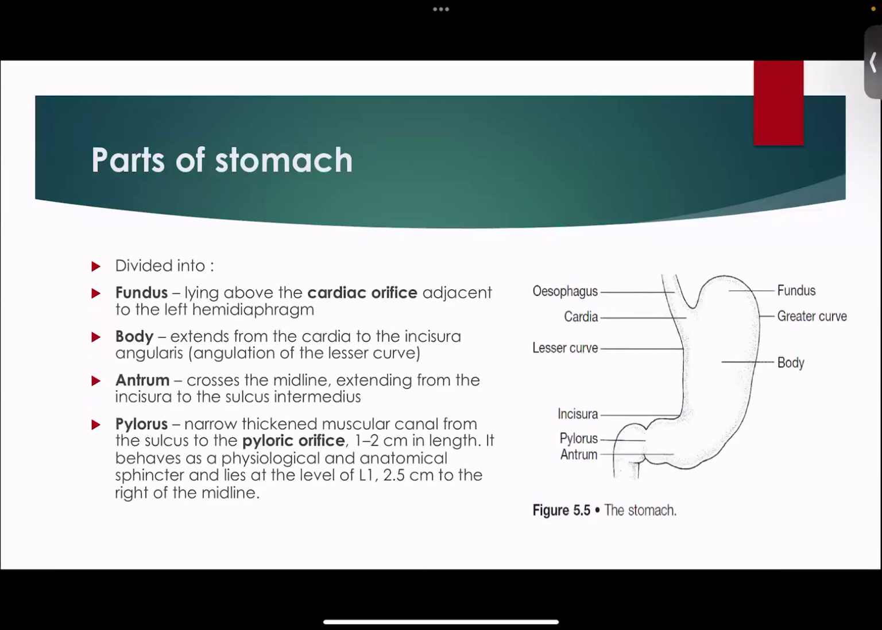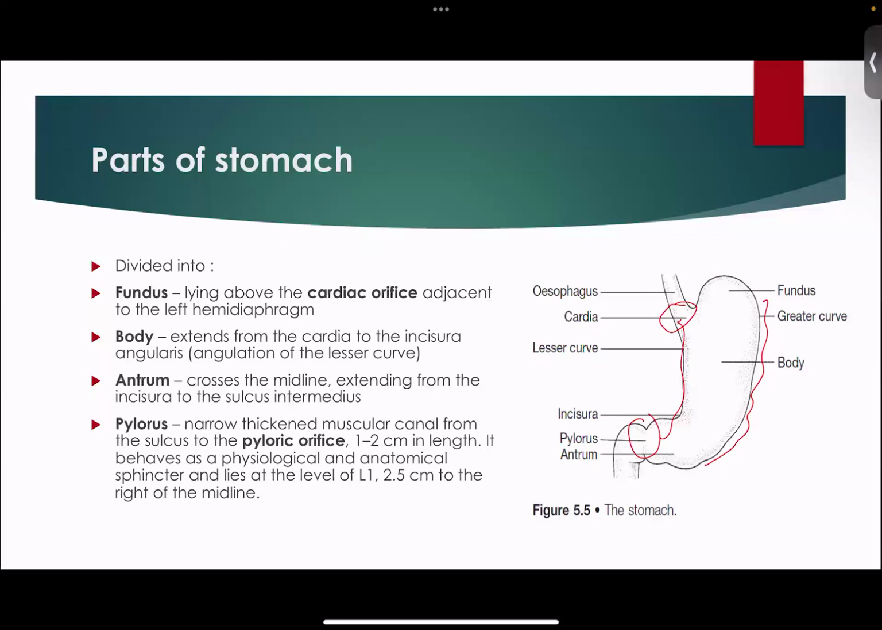The parts of the stomach. The stomach has two curves, the lesser curve and the greater curve. The lesser curve has an angulation at the lower part, the incisura angularis, and also has two orifices, the cardiac orifice and the pyloric orifice. The cardiac orifice is also called, radiologically, the gastroesophageal junction.